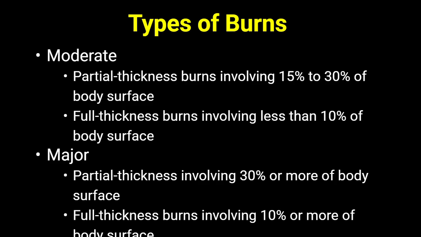Burns are also classified by severity, which helps determine where the child should be treated and the level of care required. A moderate burn includes partial thickness burns involving 15% to 30% of the body surface area, or full thickness burns involving less than 10% of the body surface area. A major burn is more serious and includes partial thickness burns involving 30% or more of the body surface area, or full thickness burns involving 10% or more of the body surface area.